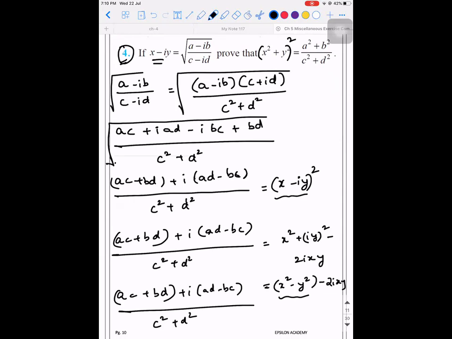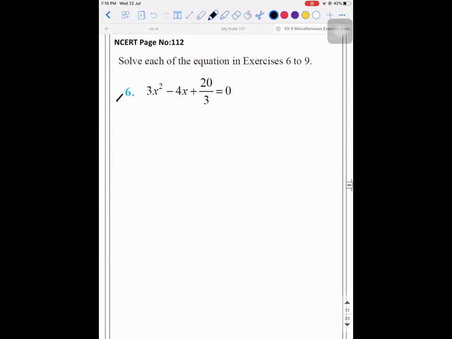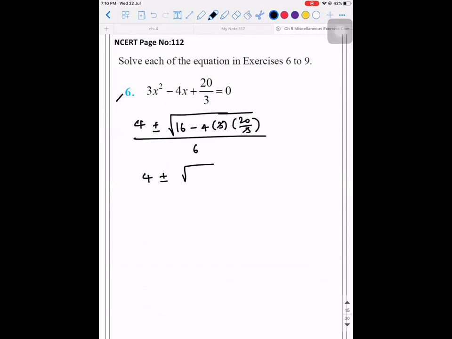So I got the answer for the sixth one. Sixth one, huh? Yeah, what is the answer? 4 plus or minus root 64i by 6. Okay, let me try. Minus b, I'm directly writing plus or minus root of b square minus 4a. Getting another answer, sir. 2 by 3 plus or minus 4 by 3i. 16 minus 80 is minus 64. So 4 plus or minus 8i divided by 6. I didn't convert root 64, sir. So 2 by 3 plus or minus 4 by 3i. That's right. Okay.